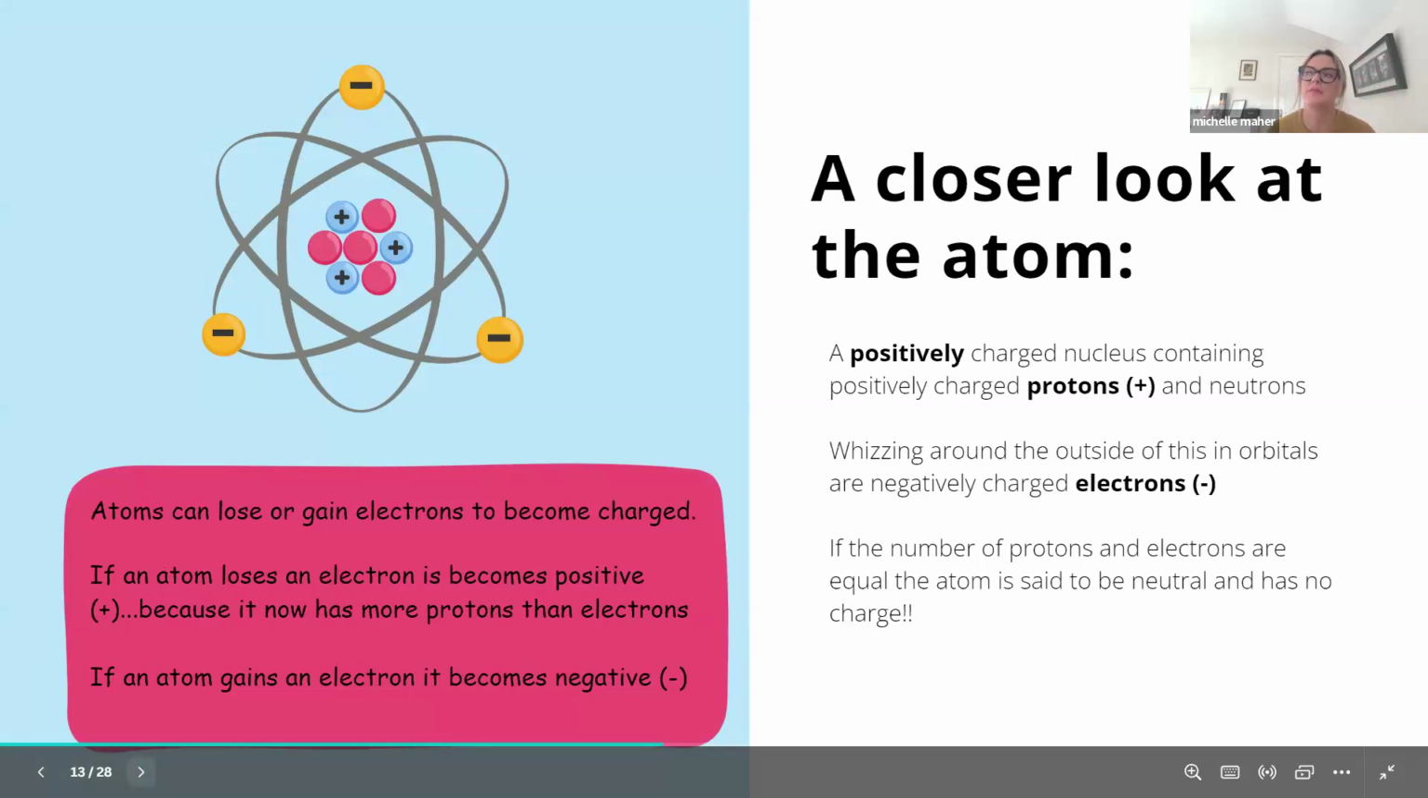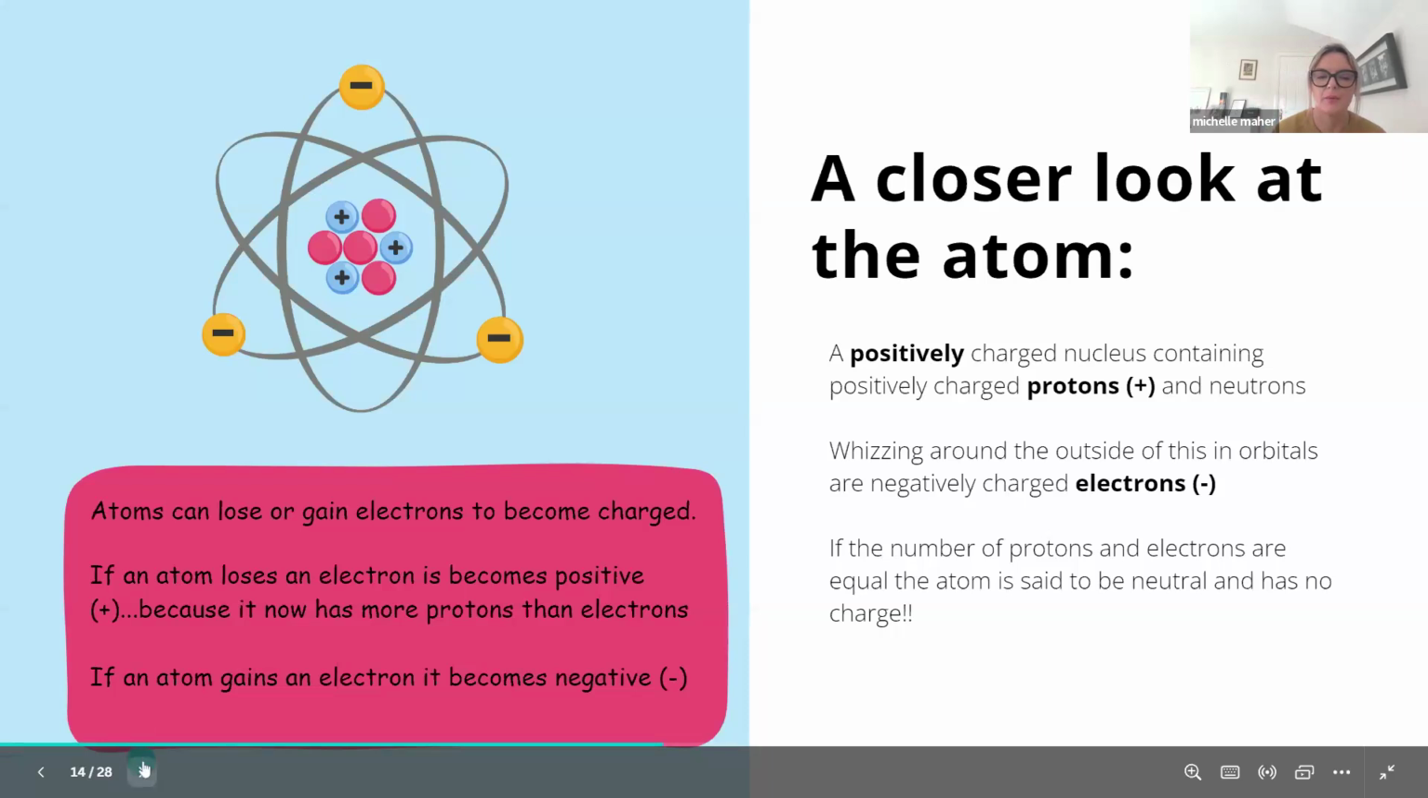Think about it like in maths, right? If I had 3 protons, 3 positive charges, and I had 3 electrons, 3 negative charges, what I would say is that that atom is just 0, or neutral overall, because it has the same number of both. So the thing is, atoms can lose electrons or gain electrons. Atoms are able to lose some of their electrons or gain more electrons.